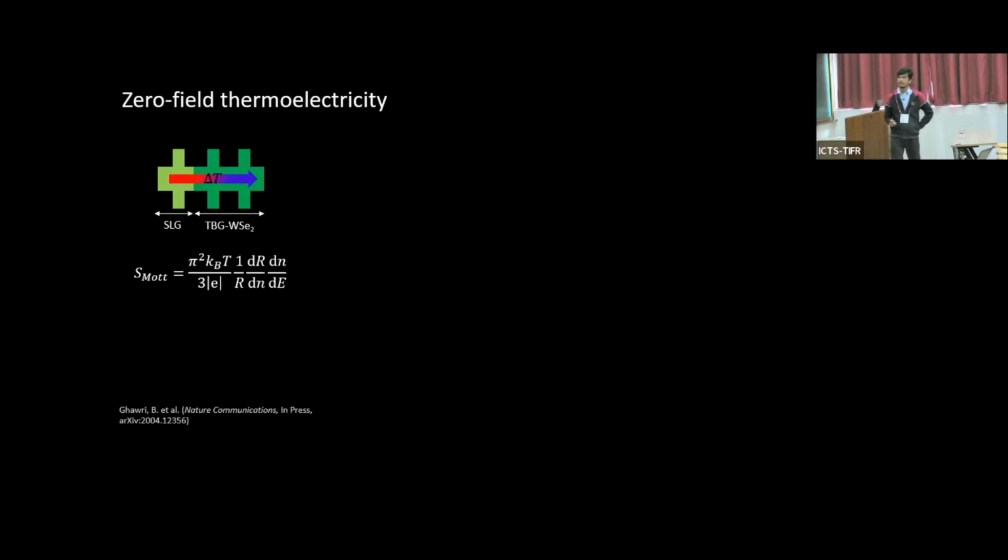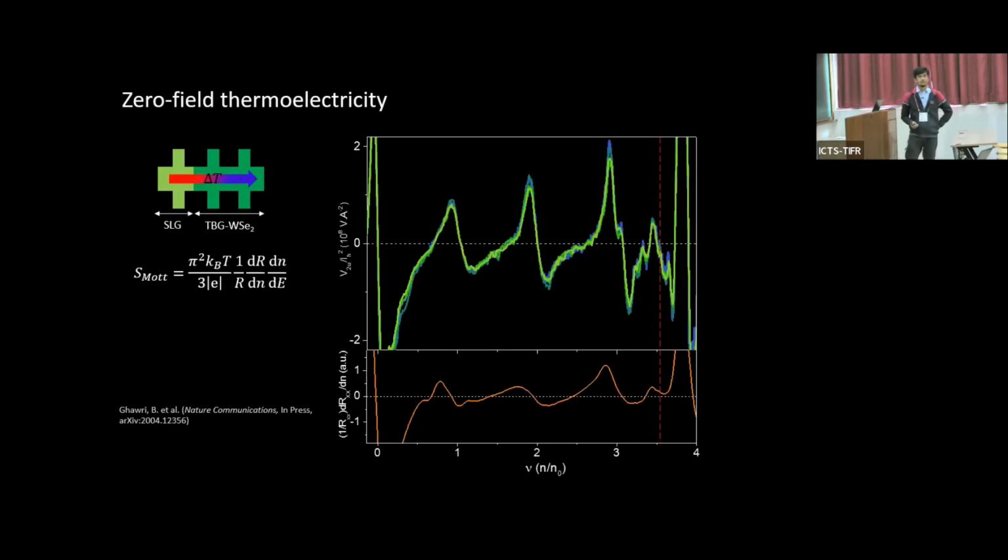We will be comparing our experimentally measured signal with 1 by R dR over dn, and the data looks something like this. You see a sign change at 1, you see a sign change at 2, you see a sign change at 3, and surprisingly, we see a sign change at 3.5. And this is at zero magnetic field. So the feature at 3.5 appears at zero magnetic field.